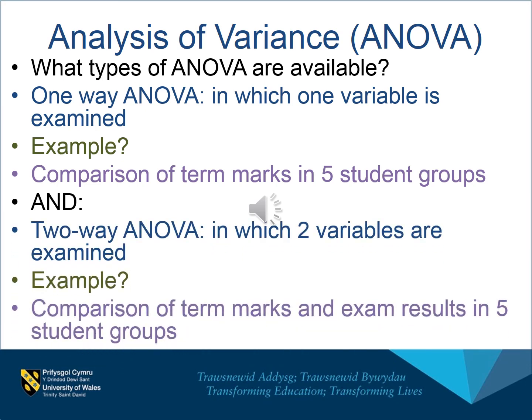One-way ANOVA examines just one variable, so it could be marks or height or weight. A two-way ANOVA looks at two variables. It could be height and weight. It could be term marks and exam results. It could be length and time.